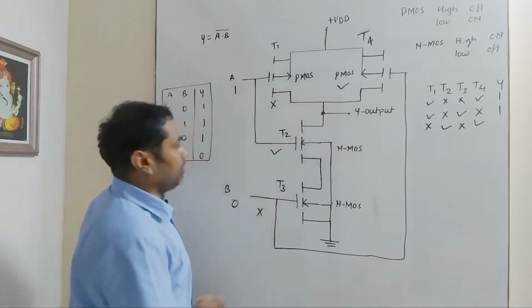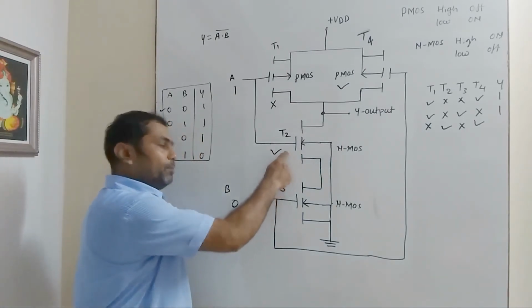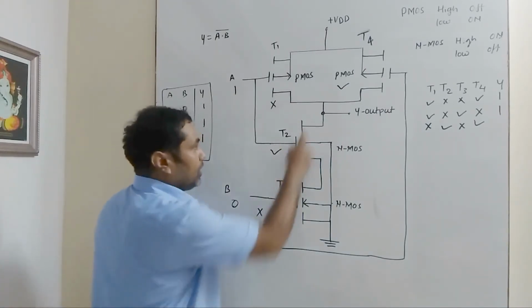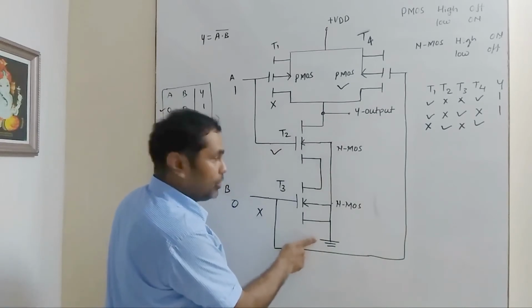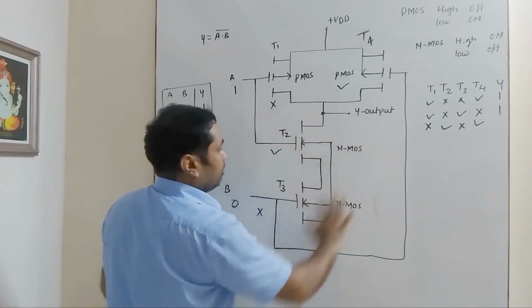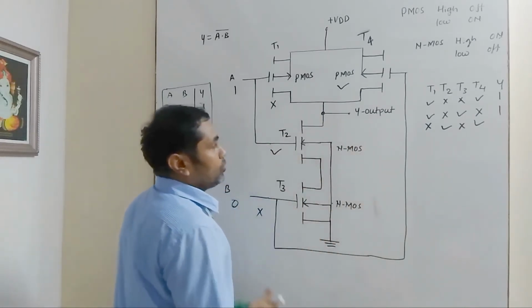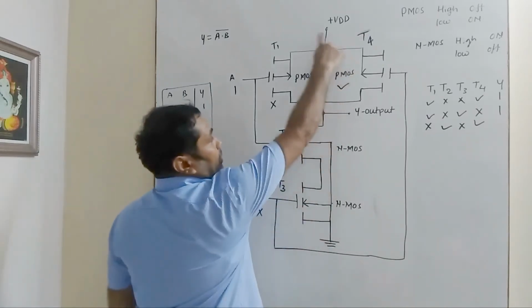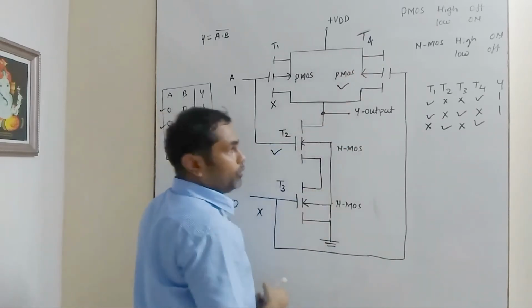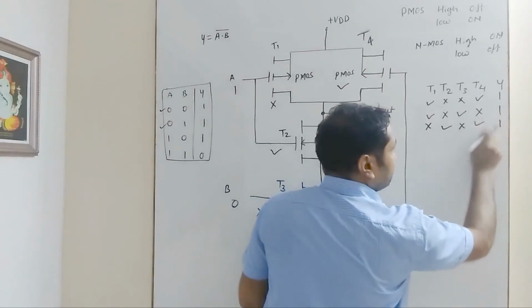From the series connection, you can see this switch is on, but this switch is off. So current cannot pass towards the ground. So this switch, or the whole series circuit, is off. So at the output, current is obtained. That is why the output will be high in this condition.